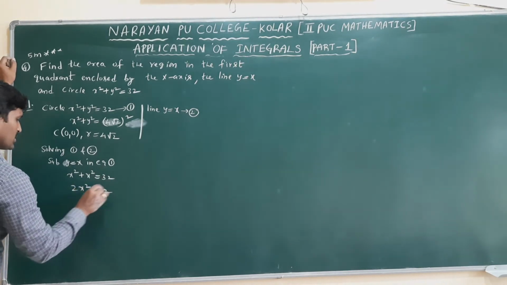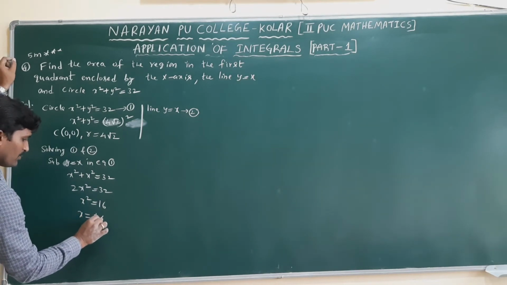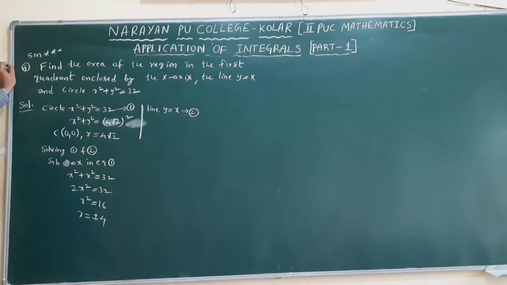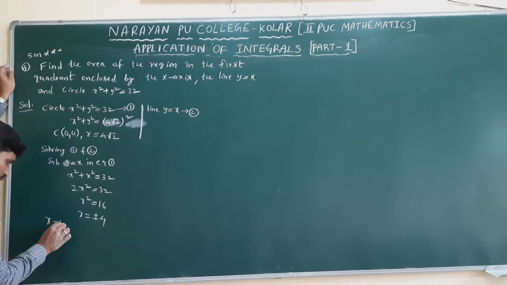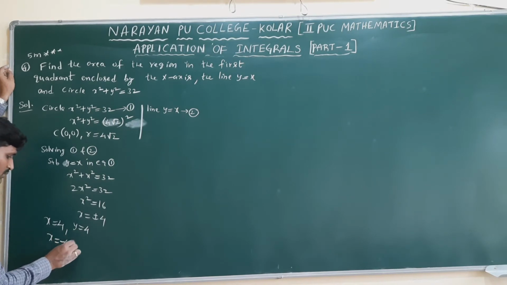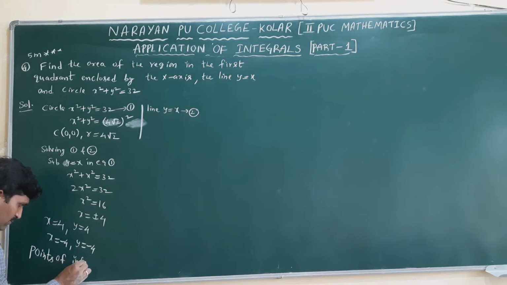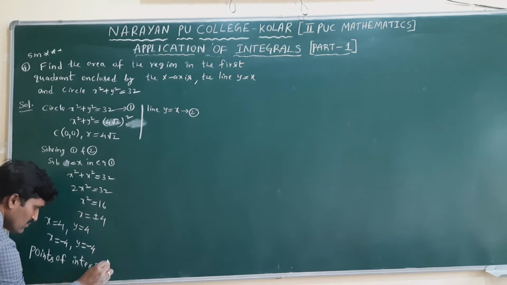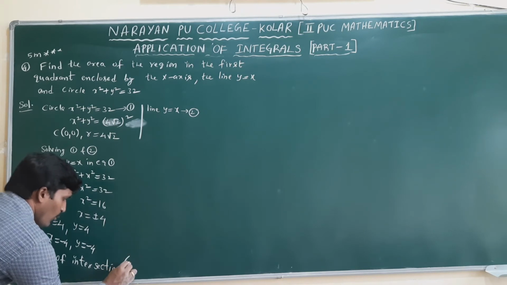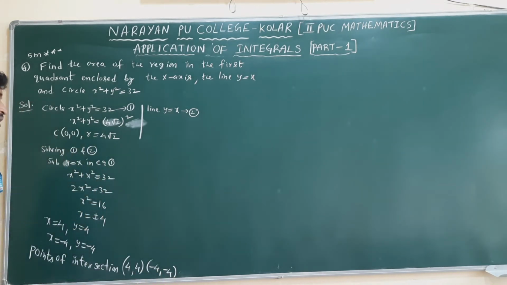2x square equal to 32. X square equal to 16. X equal to plus or minus 4. X value 4, y also 4. X value minus 4, y value minus 4, because y is equal to x. Now at these 2 points both are intersecting. Points of intersection: one point is 4 comma 4, another point is minus 4 comma minus 4.